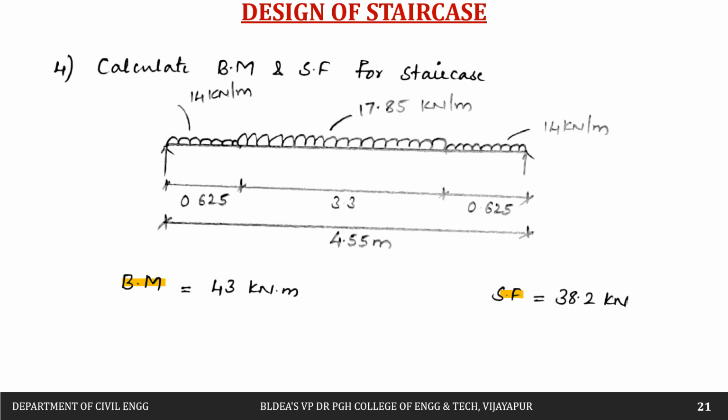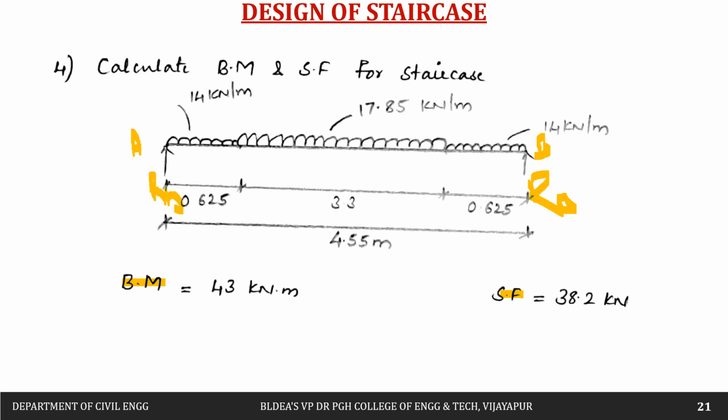In the previous problem also we had calculated the bending moment and shear force. On the same guidelines we can calculate them. First, as the loading is symmetric, we calculate the reactions at A and B, which is total load divided by 2. Total load is 14 multiplied by 0.625, plus 17.85 multiplied by 3.3, plus 14 multiplied by 0.625. That divided by 2 gives reaction RA, and we get reaction RB.